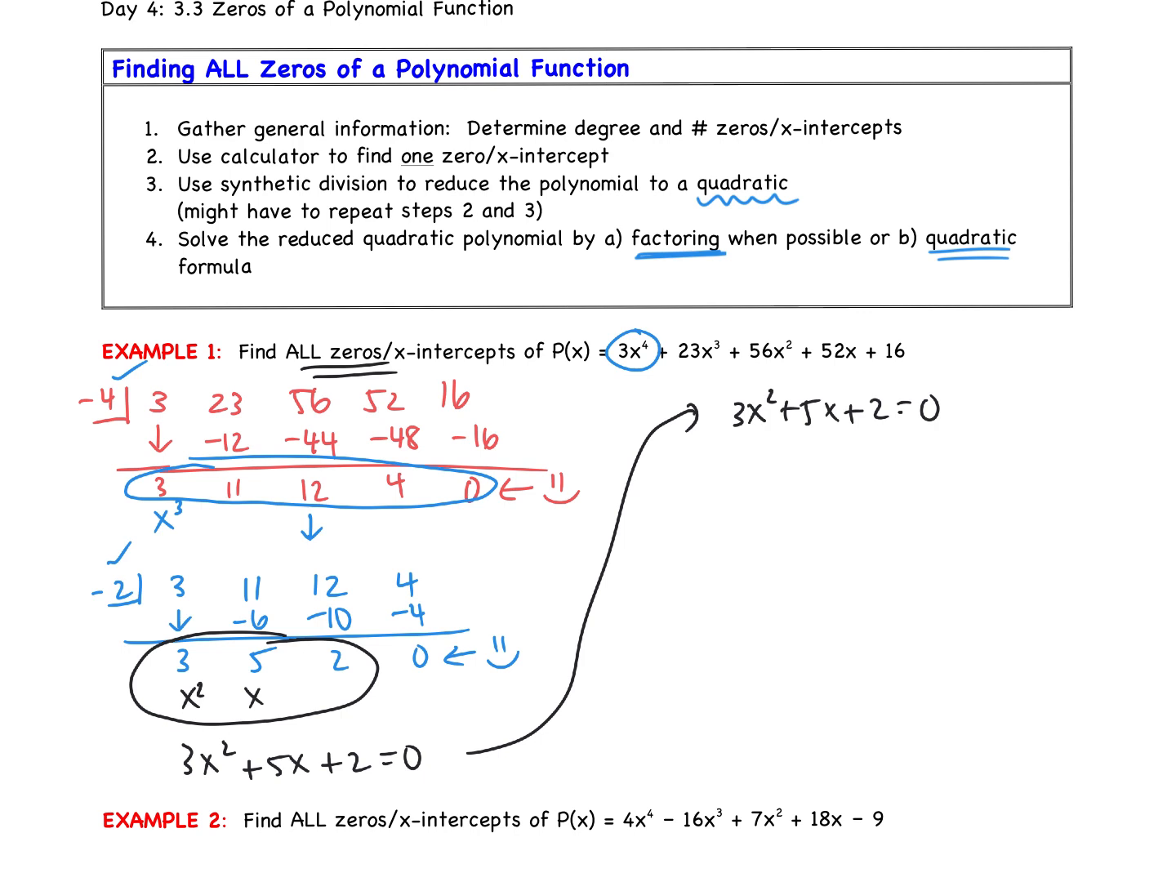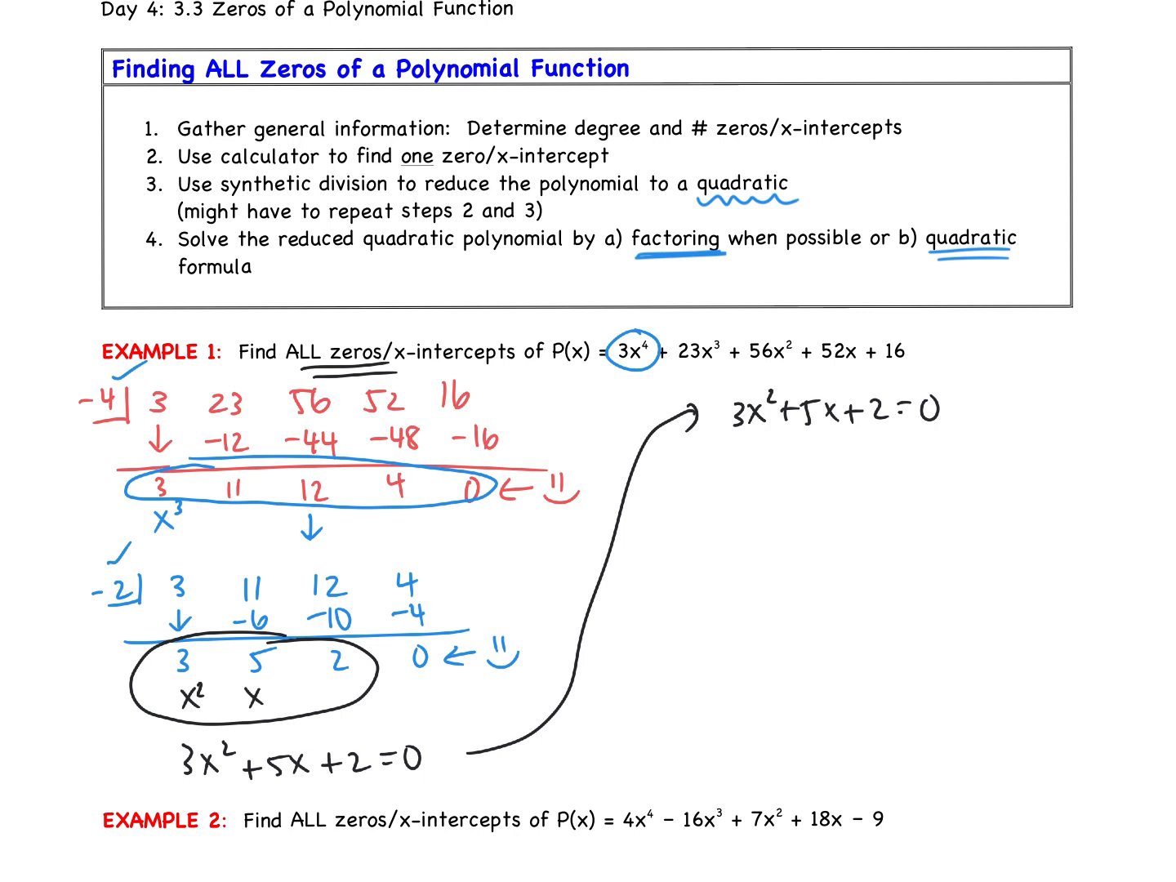We can try to factor this. If we factor, we're looking for two numbers that do what? Two numbers that multiply to something, add to something. Multiply to 2, add to 5? Close. Multiply to 6, add to 5. Are there two such numbers? Yes. Multiply to 6, add to 5? 3 and 2. 3 and 2, yeah.